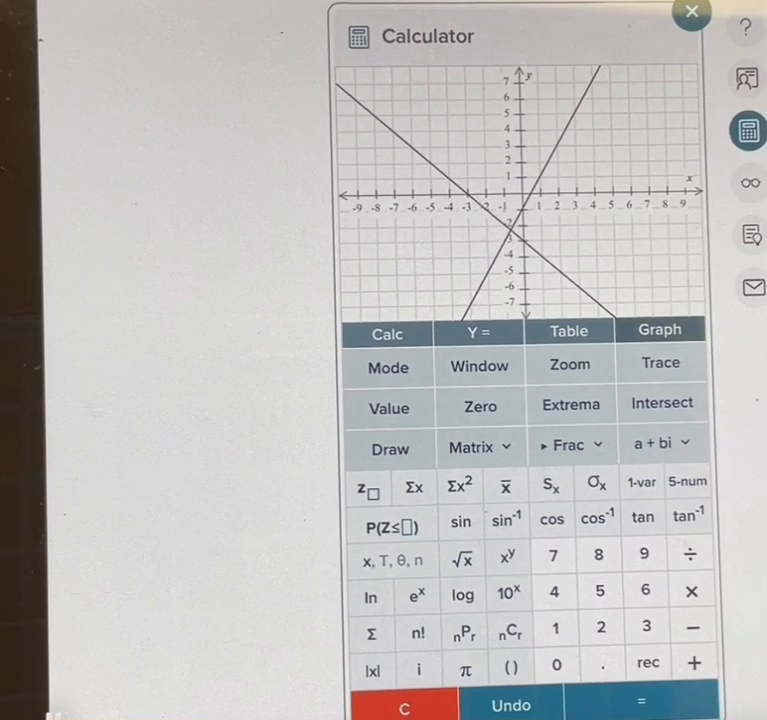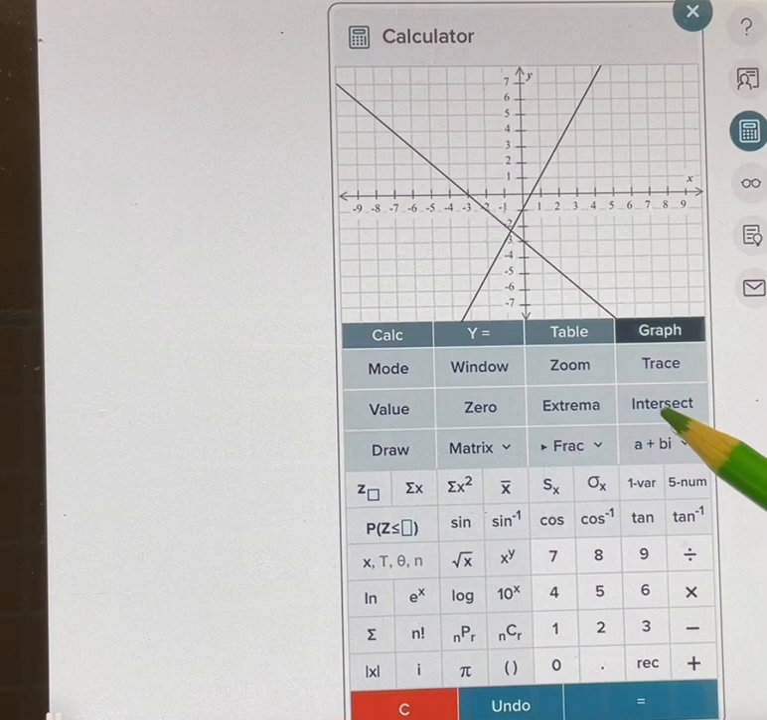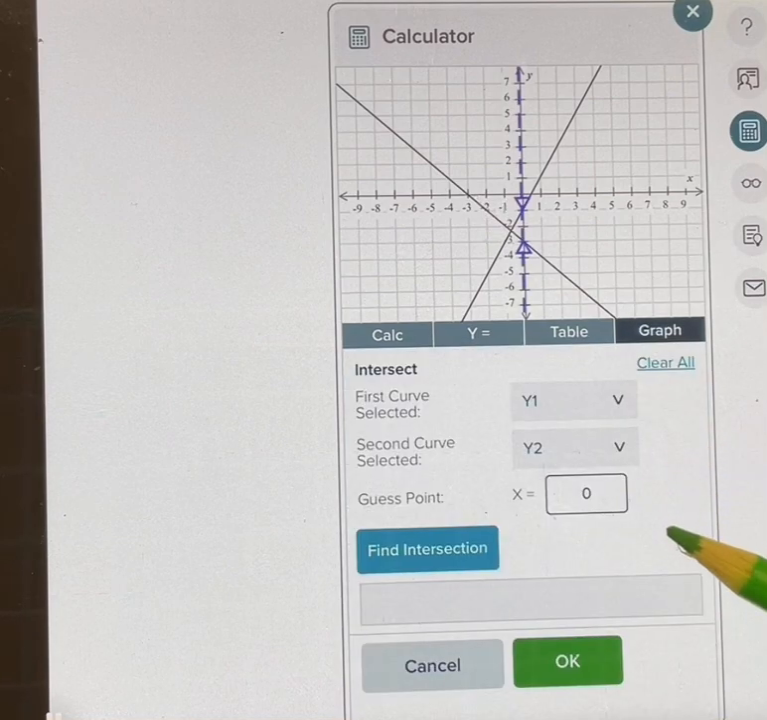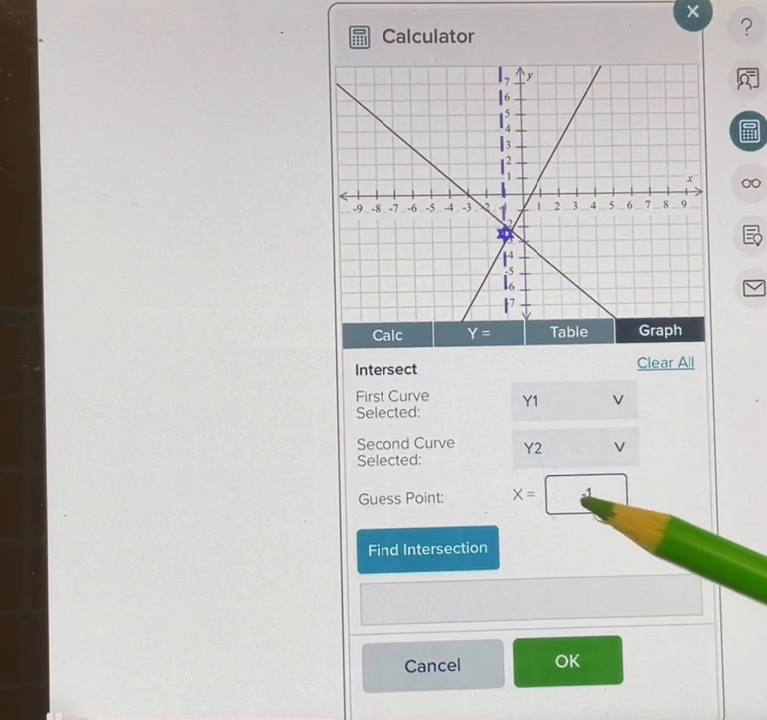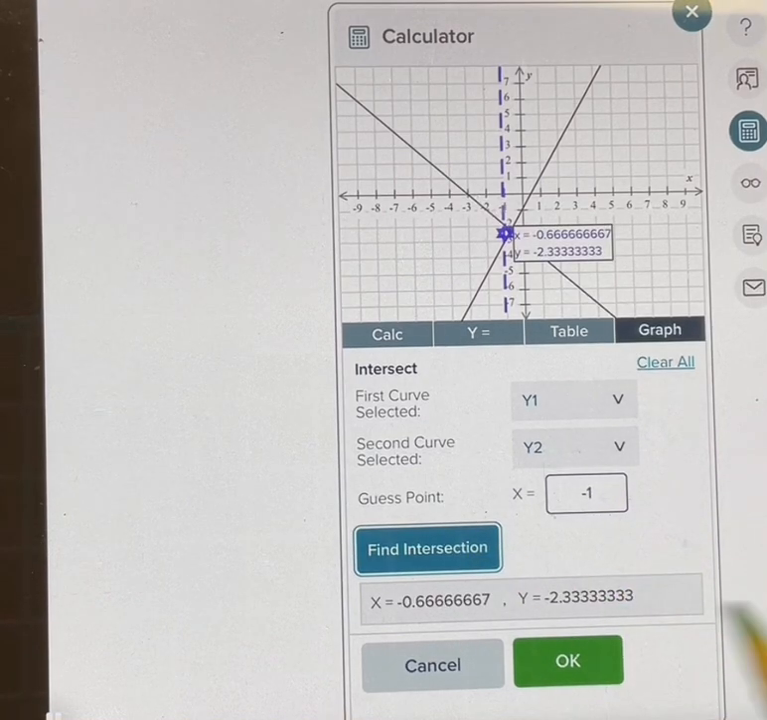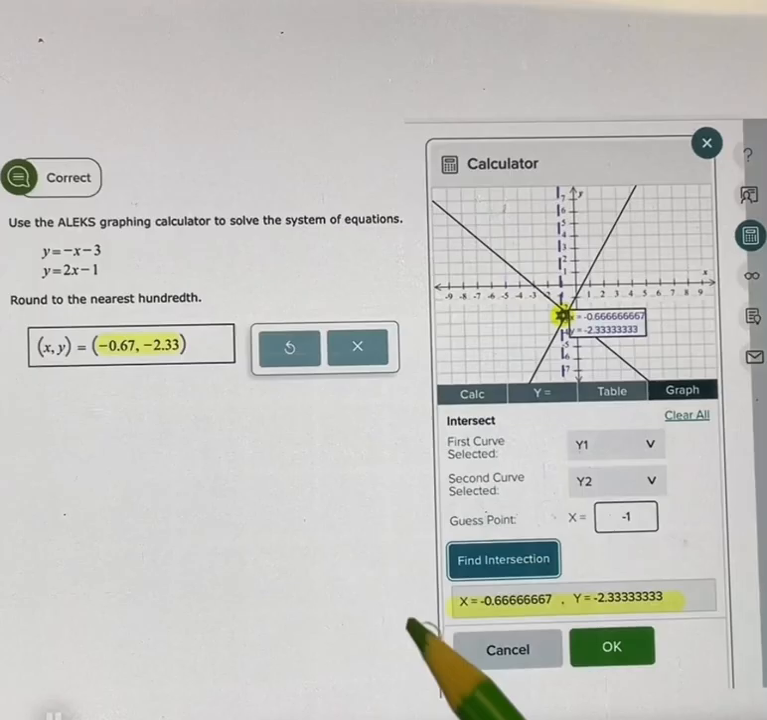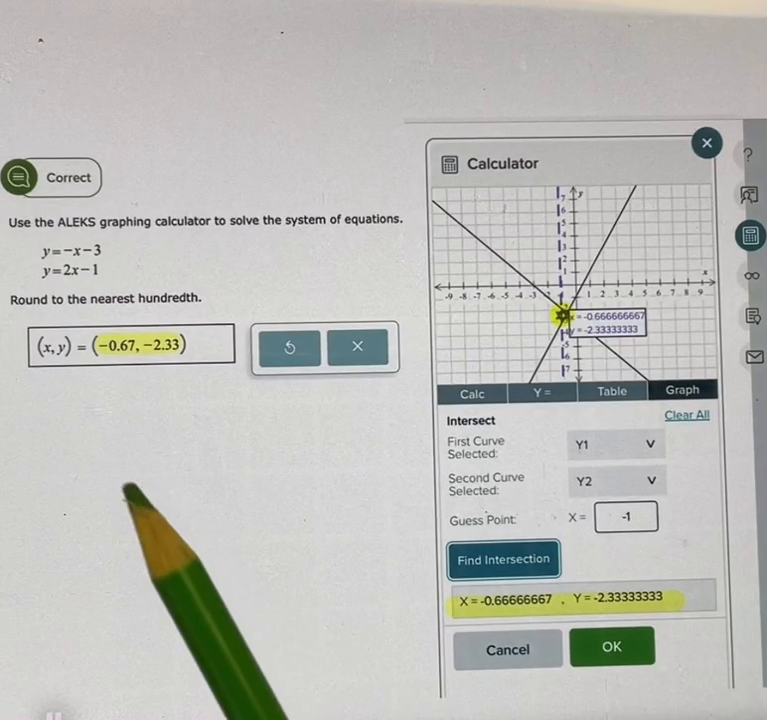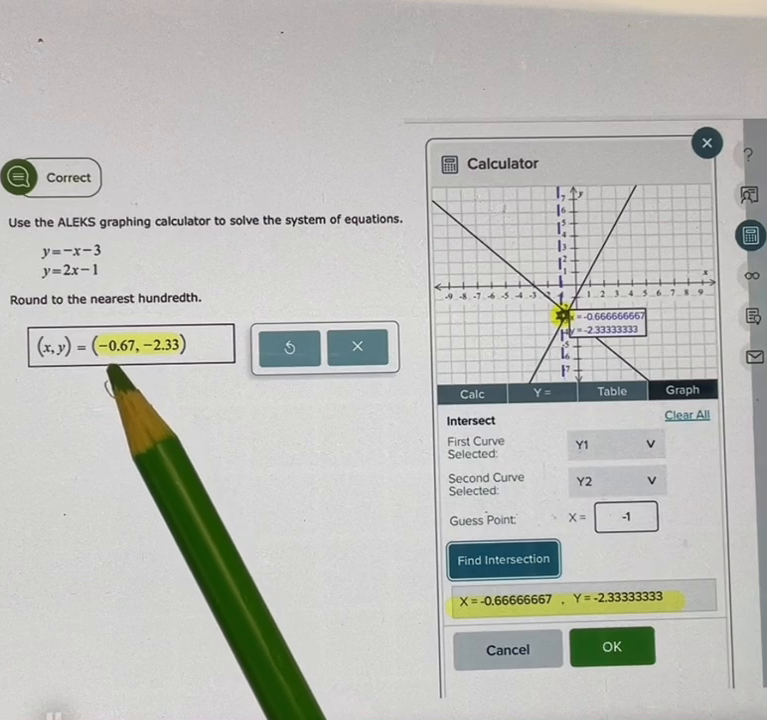The point where these two lines come together is our solution, so we're going to hit intersect. We have to estimate the location of that point of intersection. So looking at our graph, left one, down 2-ish, so the x where they're going to come together is around -1. I hit intersect, and there is my solution. The question asked me to round to the hundredths, so here I have rounded to the hundredths.